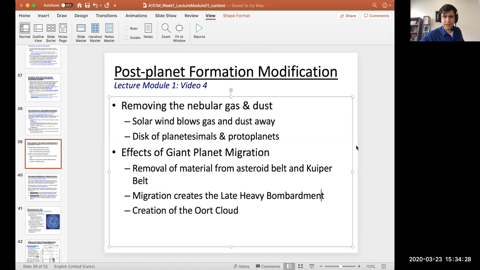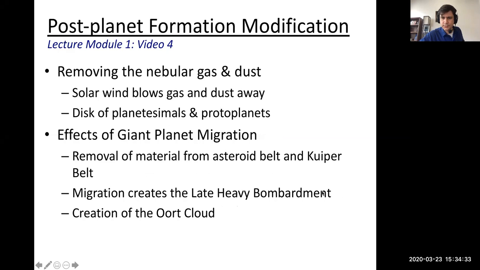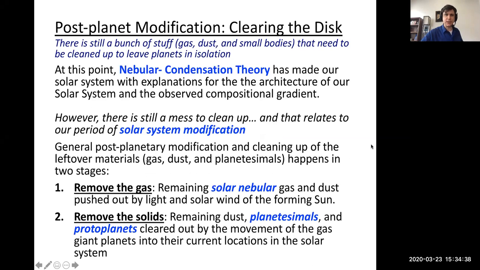Well, let's go ahead and pick up. Let me make our screen full. There we are. And we're off. So the 2 things that we need to do are clean up the gas and the dust, and remove the solids and the planetesimals. This is all after planet formation. So let's assume that we've already formed our gas giants, our terrestrial planets, our primordial asteroid belt, and our primordial Kuiper Belt, and let's see how we can clean this up.